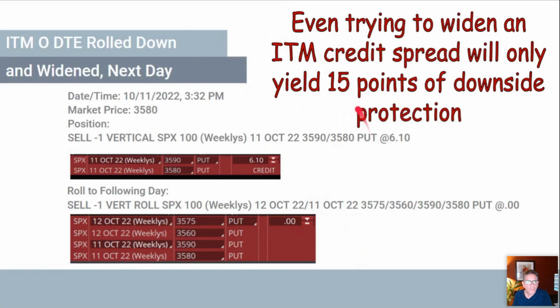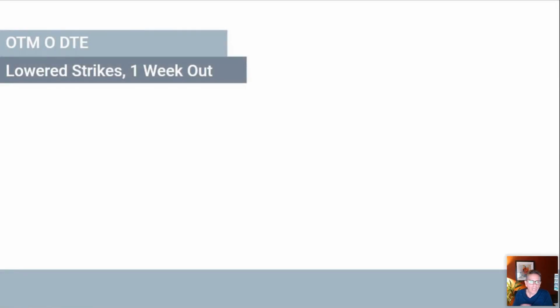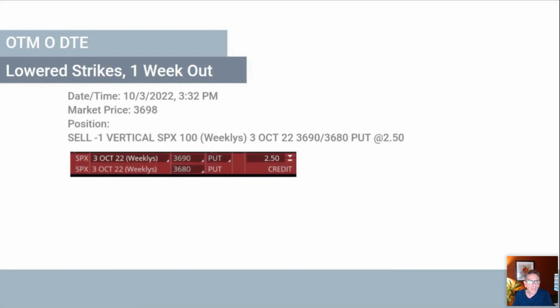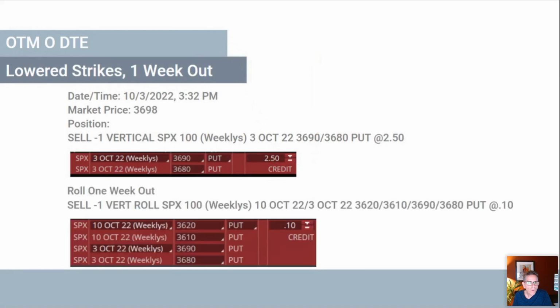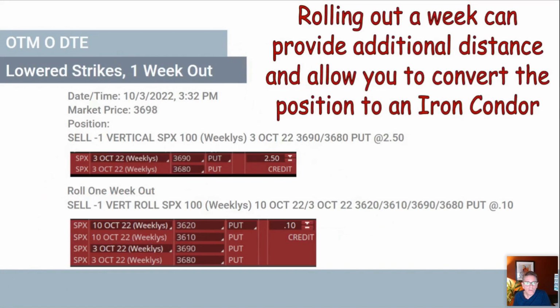All right. So now we're going back to 0 DTE out of the money and lowering the strikes and working it and sending it out 1 week out instead of 1 or 2 days. So here we have the same situation, 250, and we widen this. We actually roll it out and not widen the position, right? And so this gives us quite a bit of distance here. So rolling it out a week provides additional distance.